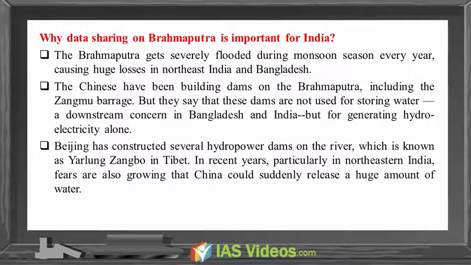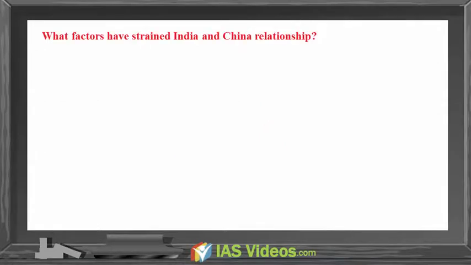Beijing has constructed several hydropower dams on the river, which is known as Yarlung Zangbo in Tibet. In recent years, particularly in northeastern India, fears are also growing that China could suddenly release a huge amount of water. What factors have strained India and China relationship?